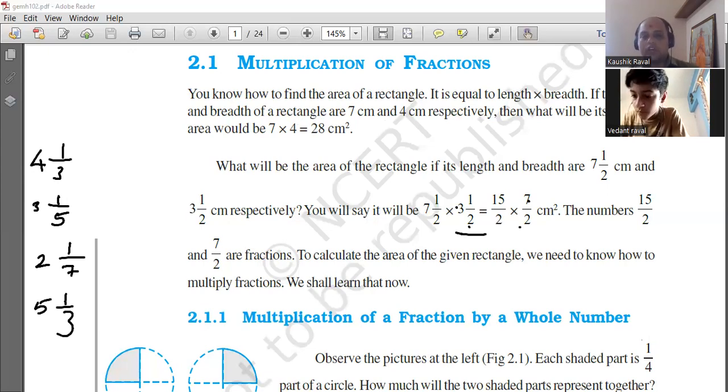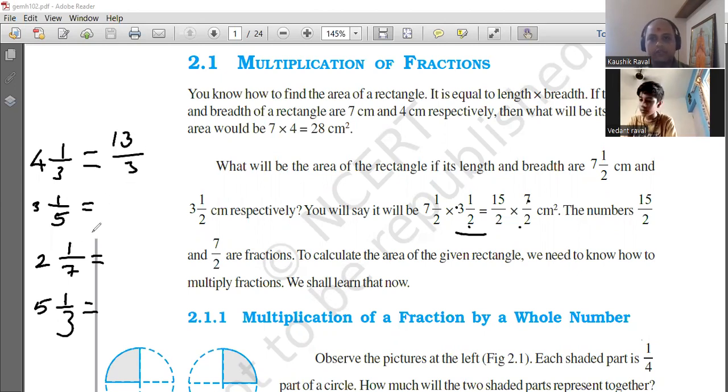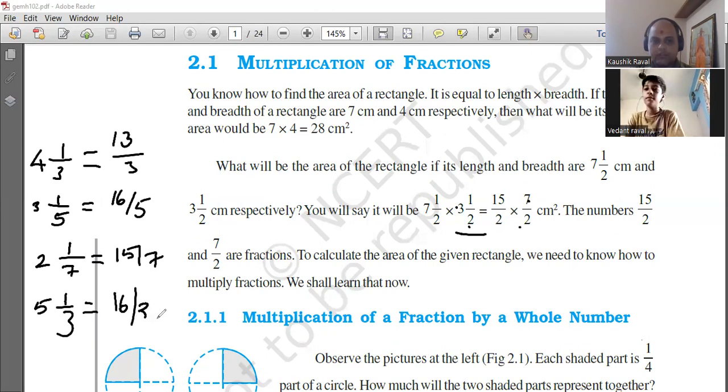Till then I can pause the recording. Yes, tell me. First one. 13 upon 3. Very good. Then next one. 16 upon 5. Very nice. Next. 15 upon 7. All correct so far. Good. Next. 16 upon 3. All correct. No problems. Very good. Good job.